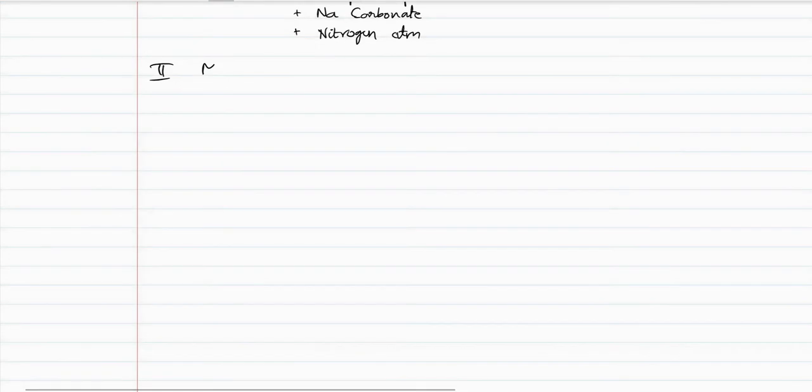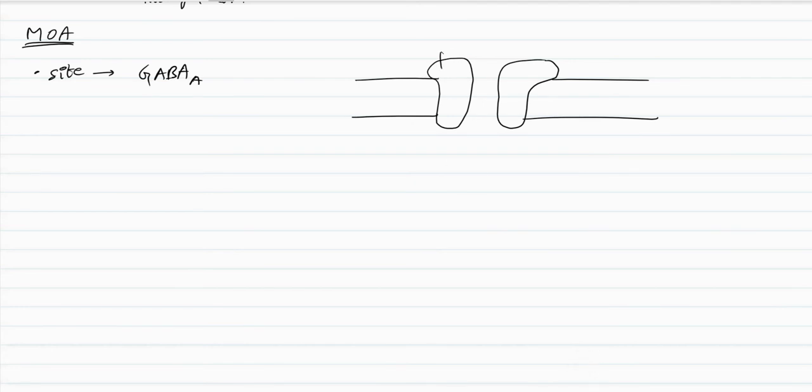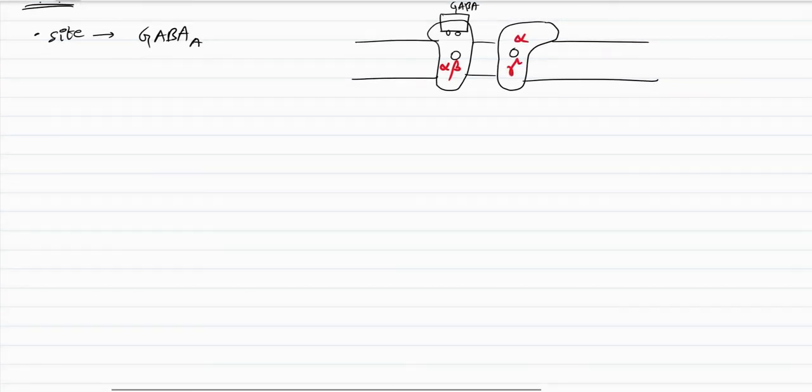Now coming to its mode of action. The site of action is on the GABA A receptor and the action is agonism. Now let us have a brief look at the GABA A receptor. These are the membranes. This is the receptor. In the first, there is alpha and beta subunit, and the second is made up of alpha and gamma subunit.